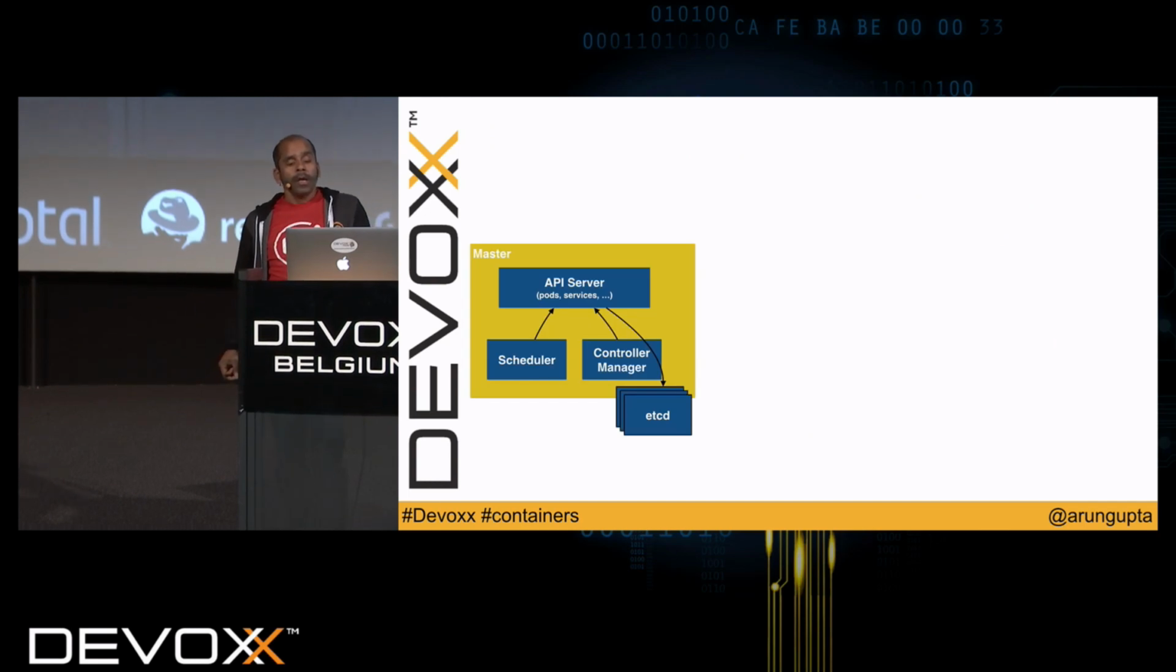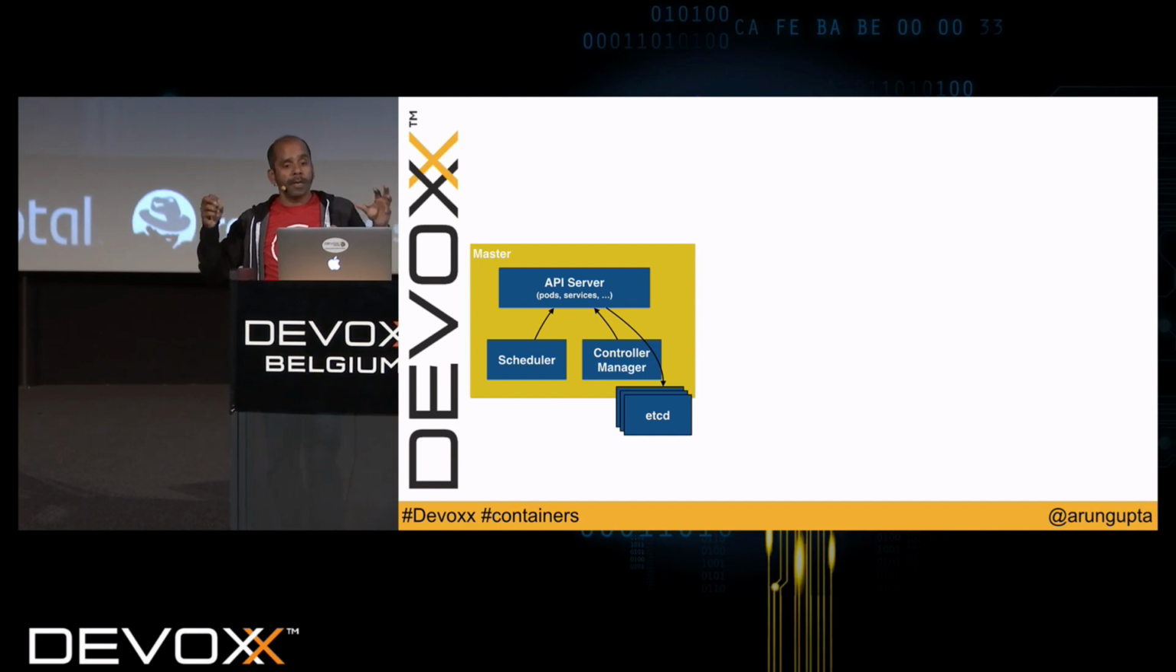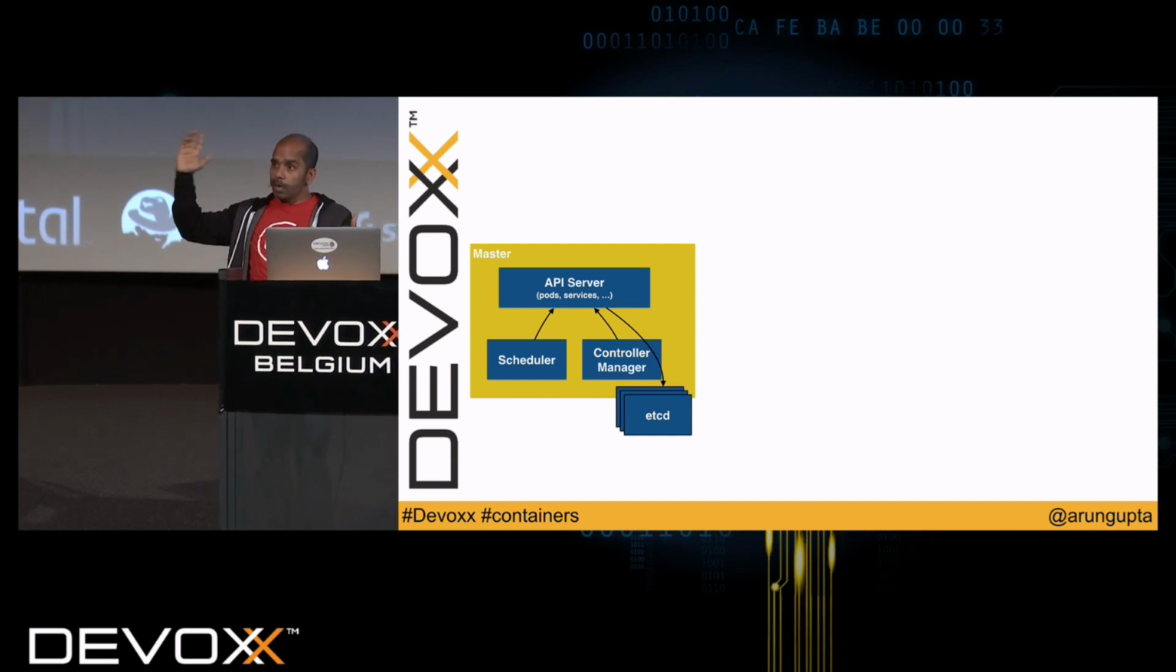So here, I have a master. The master has an API server, which is listening for all the REST API requests coming in. You want to create a resource, update a resource, delete a resource, you want to CRUD a resource, whatever you want to do, send me a REST request, I'm going to process it, and take care of it. You want to create a replication controller, I've got a controller manager that will do that for you. I want to schedule a container anywhere on the host, I've got a scheduler for that. And where are all the labels getting stored? etcd. Those are the key components of your master.